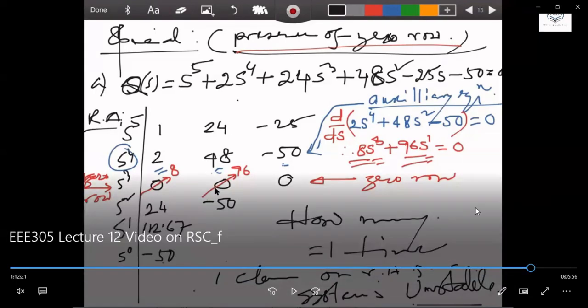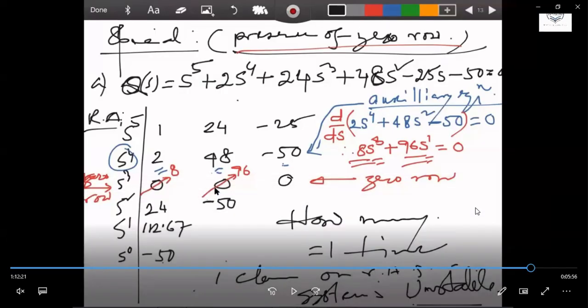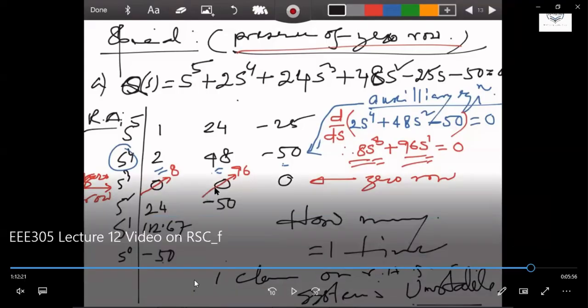Sir, when we count the positive and negative sign changes, we also calculate the s to the power 0. I mean, the minus 50 is the minus 4, right? I mean, we took this for the change of sign, right? So there will be a total of 6, 4. That's my question, sir.